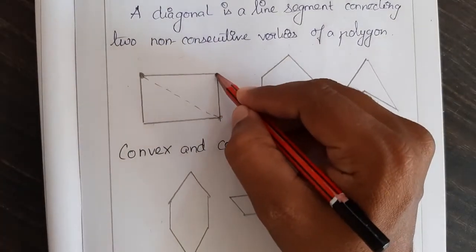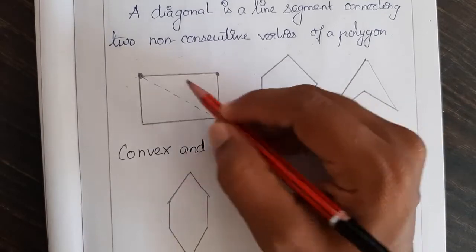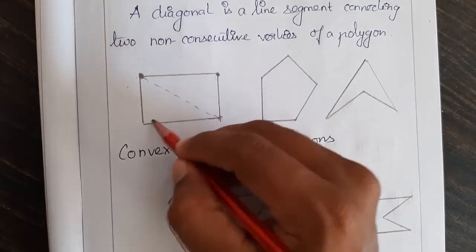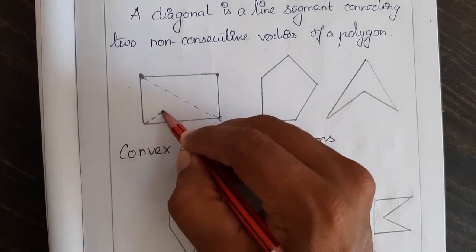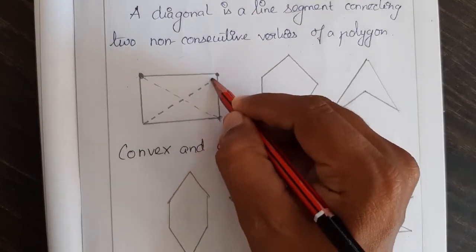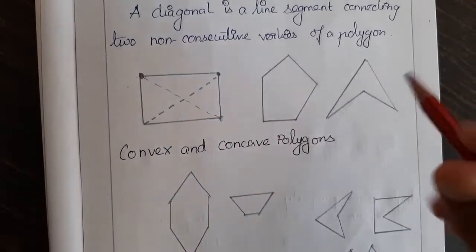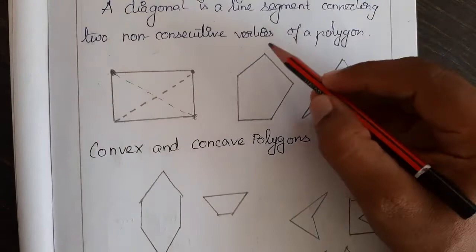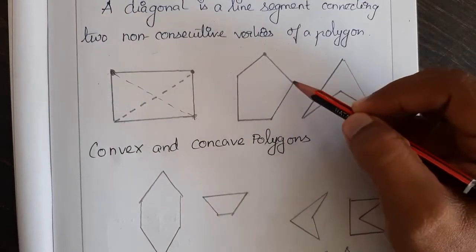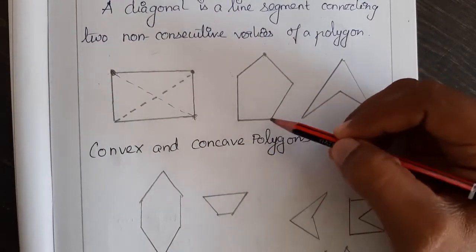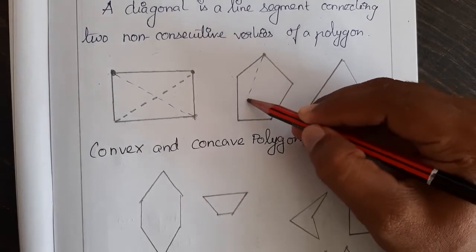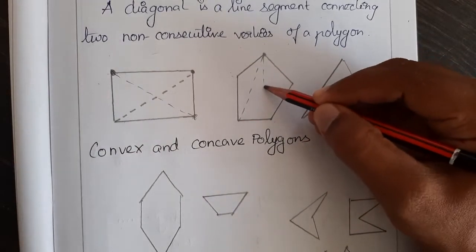Let me choose this vertex. These two are the consecutive vertices, so this is the only non-consecutive one. Let me connect these vertices, and these dotted lines are the diagonal. Let me try for this. Let me choose this vertex. These two are consecutive. Then we want to join these two vertices, which are non-consecutive, right?